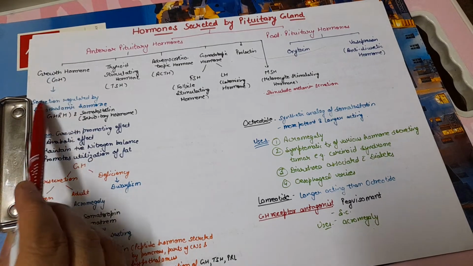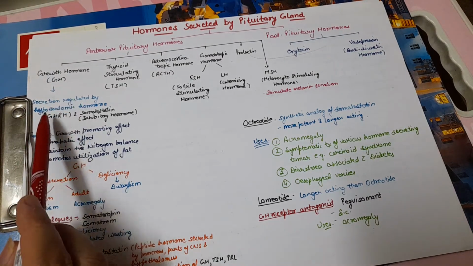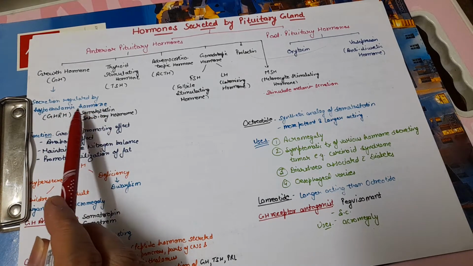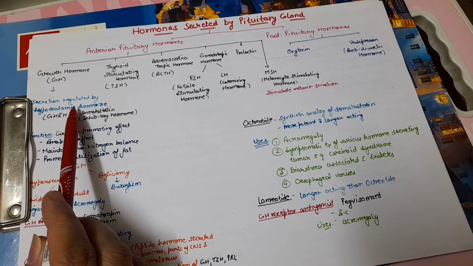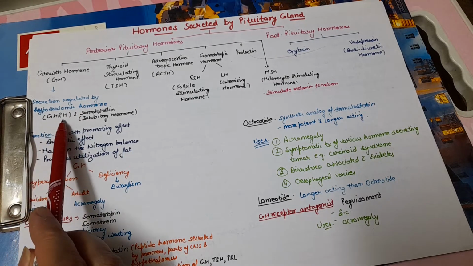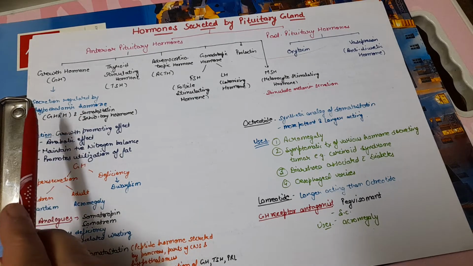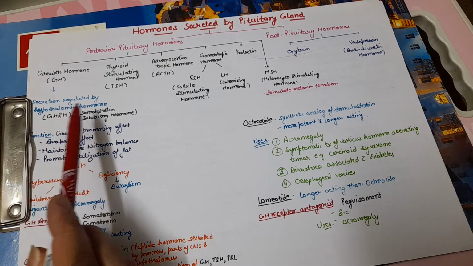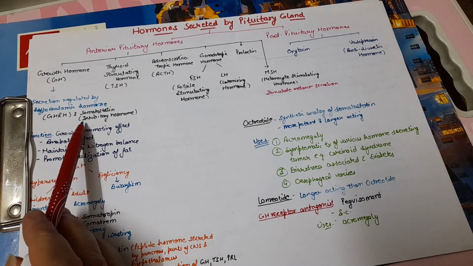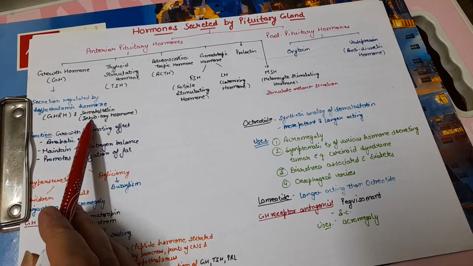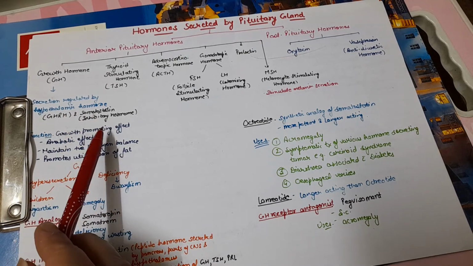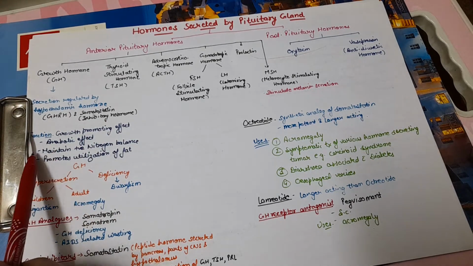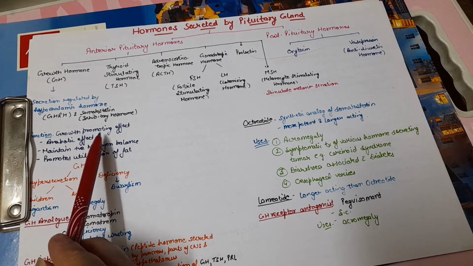The first hormone is growth hormone. Growth hormone is a peptide hormone and its secretion is regulated by hypothalamic hormones. From the hypothalamus there will be release of growth hormone releasing hormone, which will act on the anterior pituitary and cause the release of growth hormone. And one inhibitory hormone, somatostatin, is also released from the hypothalamus, which inhibits the release of growth hormone.